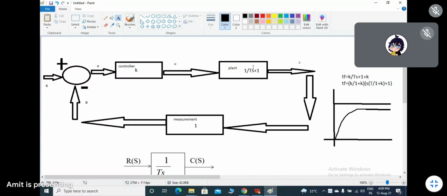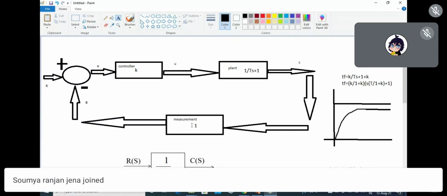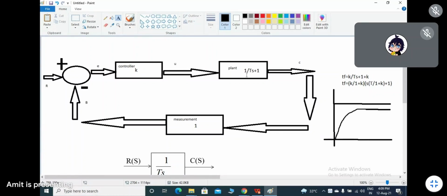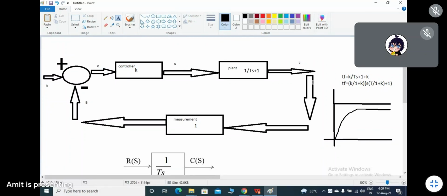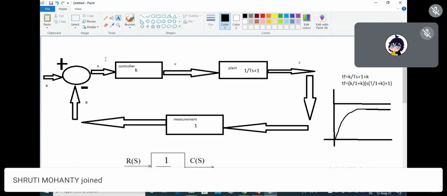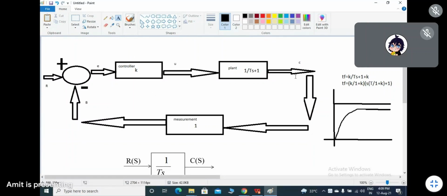So the plant transfer function I am taking as a first order system, 1 by tau s plus 1. For your unit feedback system, the measurement gain is 1. So now it is a unit feedback system. What will be its closed loop transfer function? What will be C by R, or C of S by R of S? If that is the question, what will be its numerator or forward path? This is its forward path, yes or no?